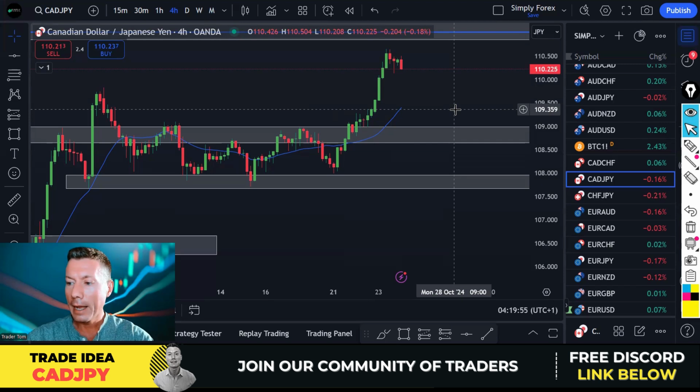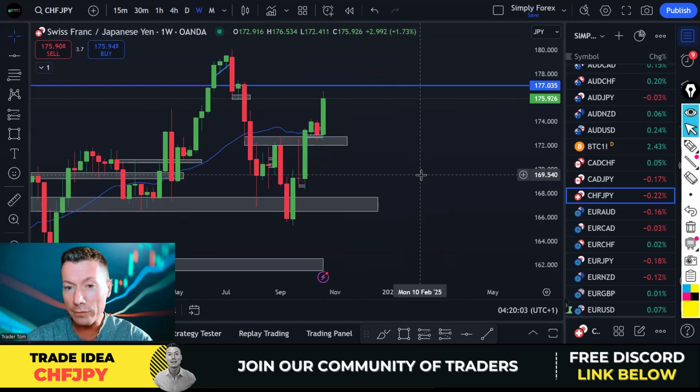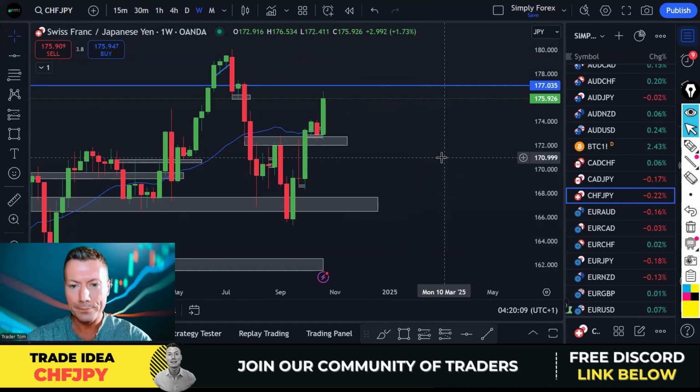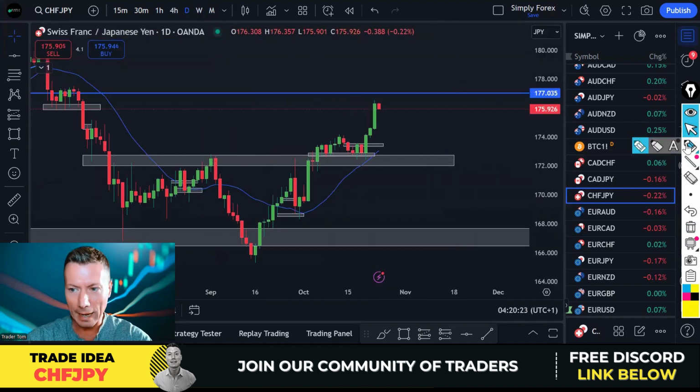The last one is Swiss franc Japanese yen, guys. Like I said, there's not a lot of trade ideas today, because things are very overextended or choppy and difficult to read. But if we look at Swiss franc yen, if we look at the weekly chart, this is flying, absolutely flying. If we look at the day chart now, again, absolutely flying. We came in here and price is flying. And I think we just want to come to the next psychological level of 177.00.